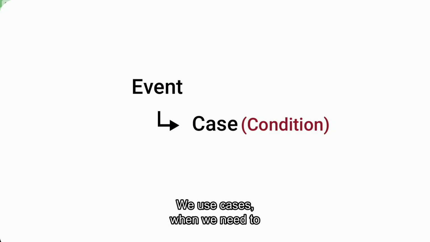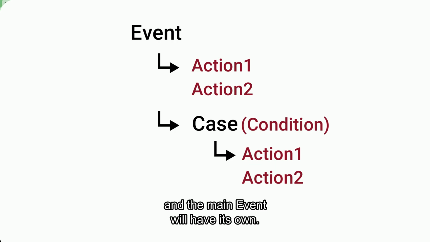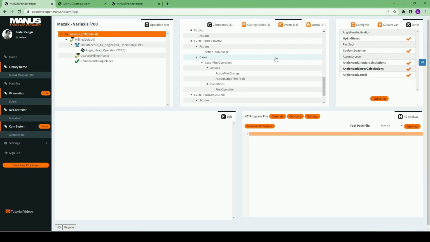We use cases when we need to define a special case of an event. And when you define a case, this case will have its own actions, and the main event will have its own. However, the actions in the main event, and the ones added to the case, cannot be active at the same time. You will see several different uses of cases in different post-processors.